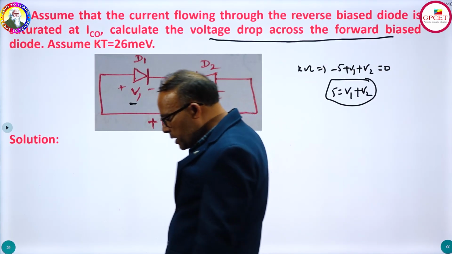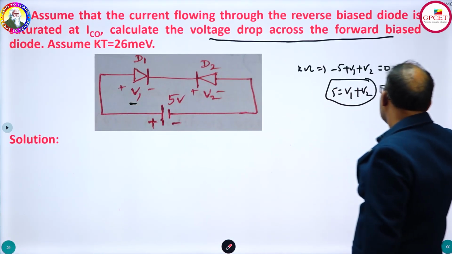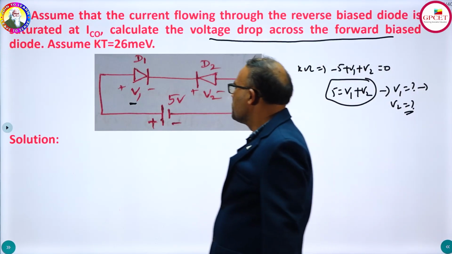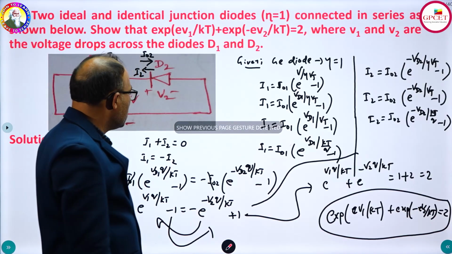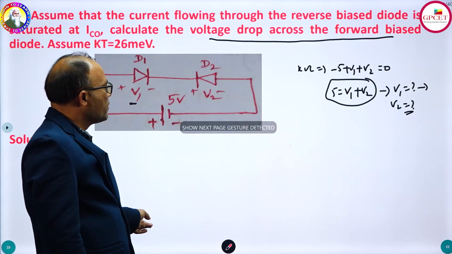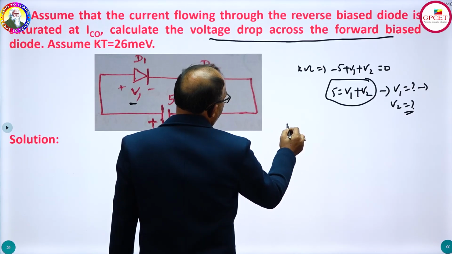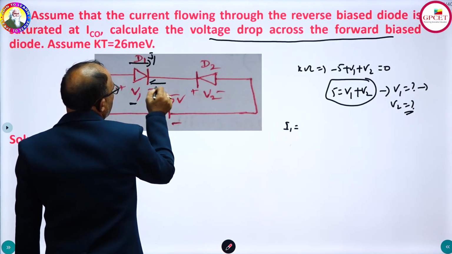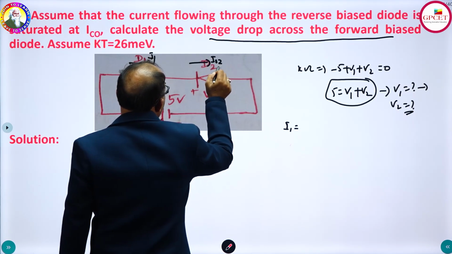Now you need to find V1 here. If you find V1, you will be able to find V2 also. So first find what the V1 voltage is. In the last class we already found the V1 value. The current is flowing like this, I1, and the reverse saturation current is flowing like this, I01, and here I02 is a reverse saturation current which is flowing like this.